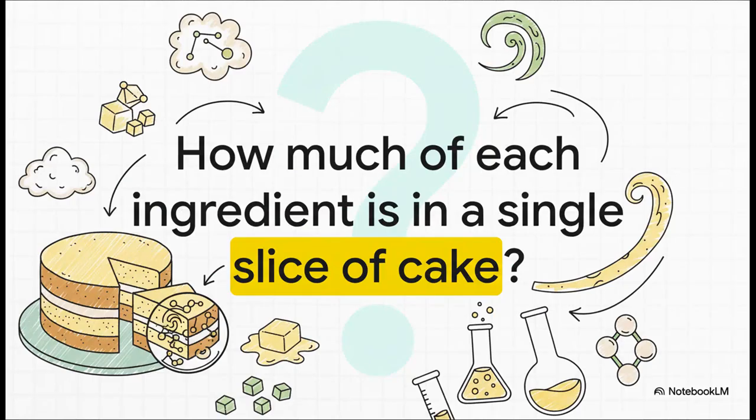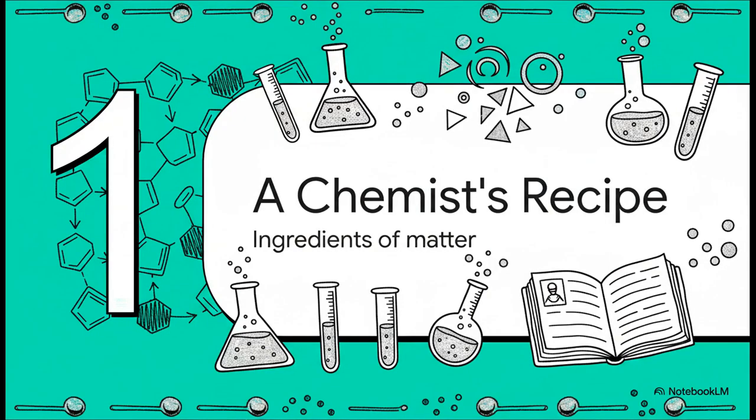So think about a cake for a second, right? You put in flour and sugar and butter, but once it's all baked and you cut a slice, how much of that one slice is actually sugar? It seems like a simple question, but believe it or not, that's precisely the kind of question chemists ask about every single thing in the universe. And as you might guess, chemists have a pretty brilliant way to answer that question.